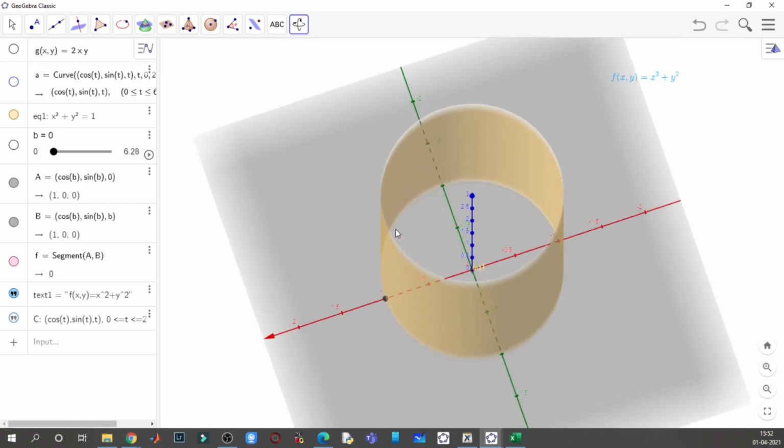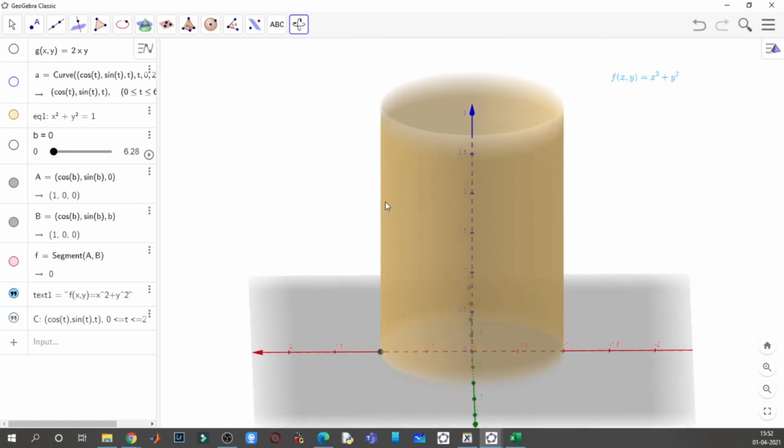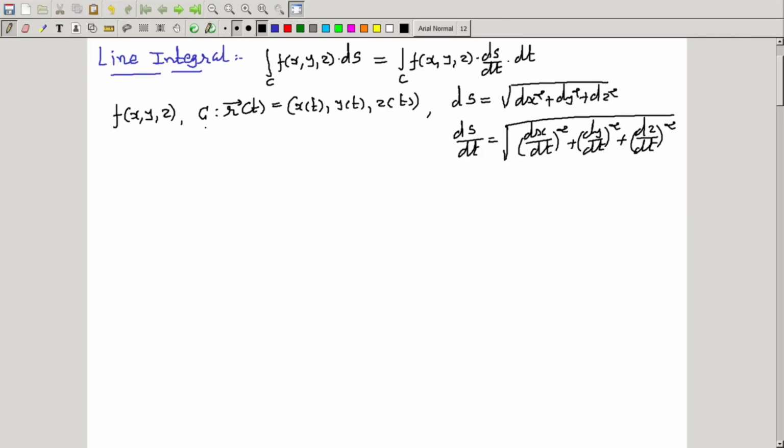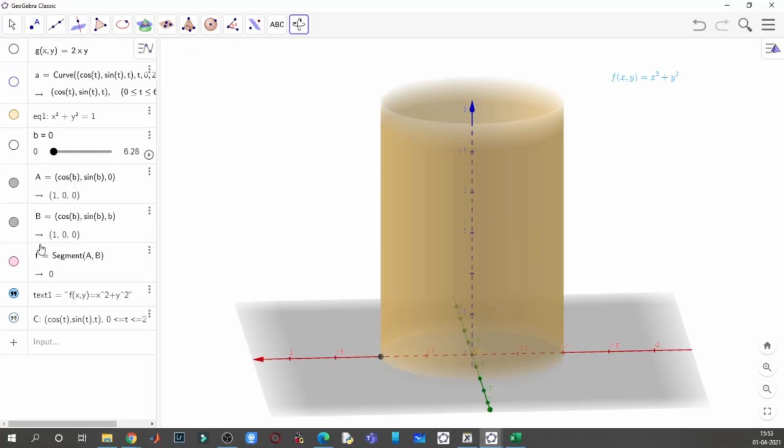See, I am just showing you. I hope this is properly visible on your mobile screen. Is this? Yes. Next, as we discussed, we have given the curve C also, right? So suppose we have given this curve C. The curve C is cos t, sin t, and t, right?